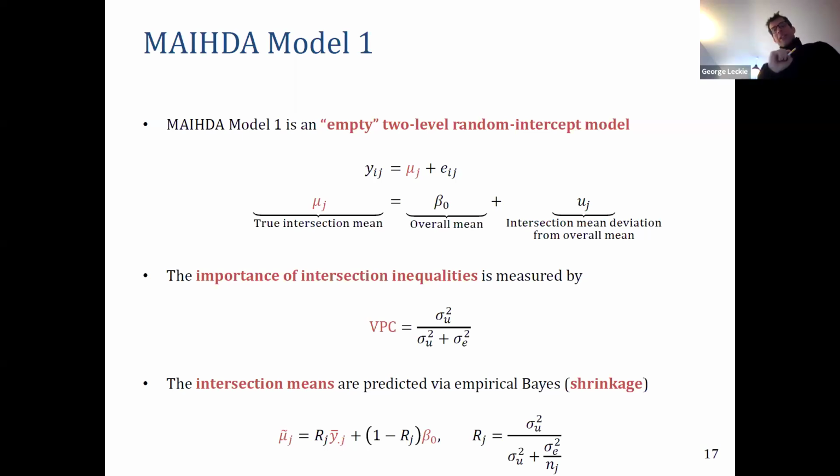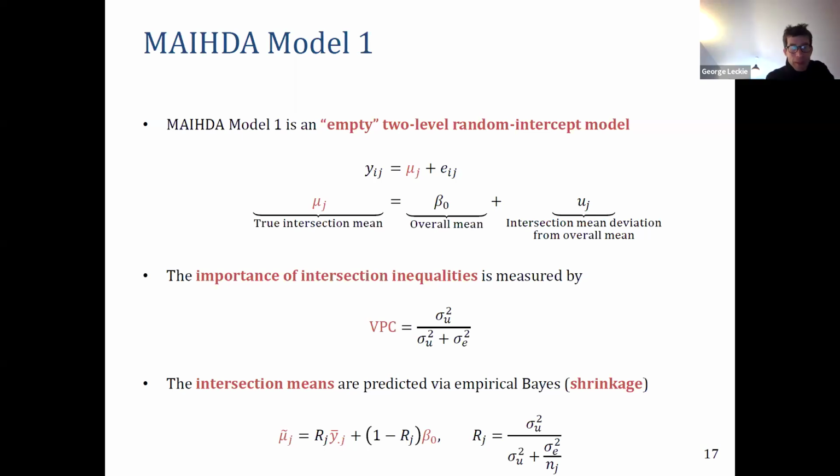Now, the second thing of interest, which is what is the intersection mean at each and every intersection? Now, this is really crucial for this talk, because what we see from this equation here is that it's more complex than the simple descriptive statistic mean, y bar j. And so people often argue that MAIHDA gives you better predictions of the intersectional inequalities due to something called shrinkage. Well, this is what they mean by that.